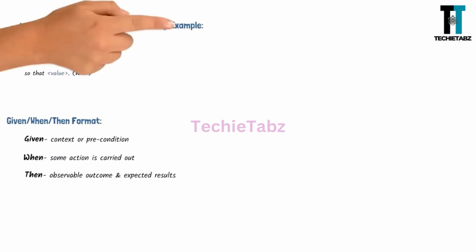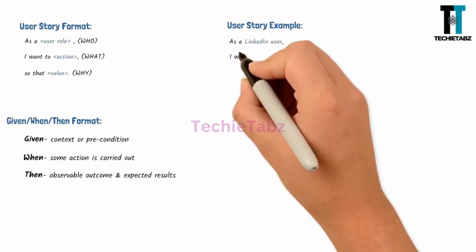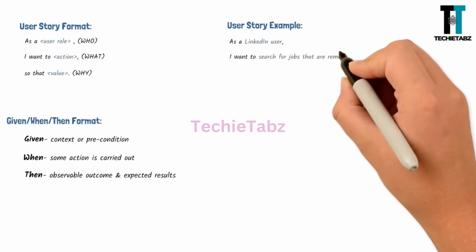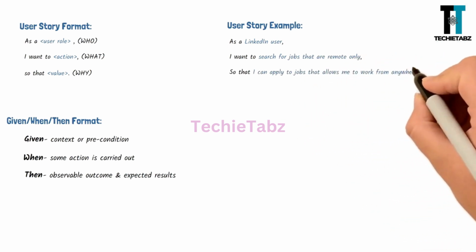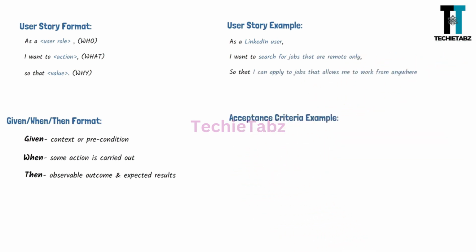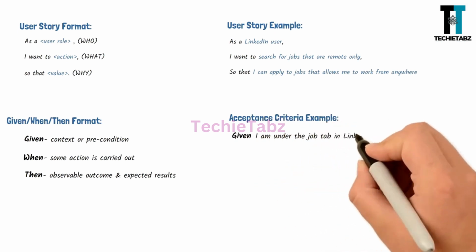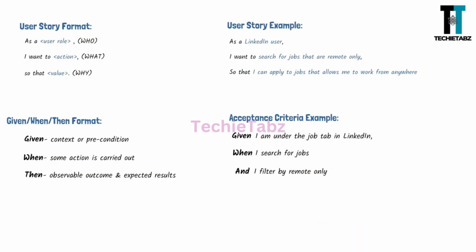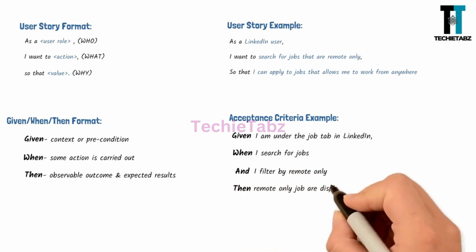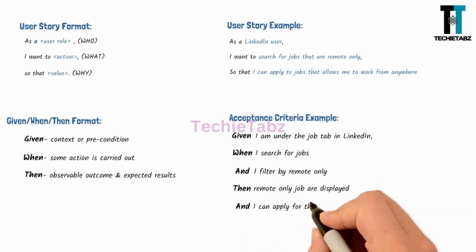Let's try one more example. As a LinkedIn user, I want to search for jobs that are remote only, so that I can apply to jobs that allow me to work from anywhere. The acceptance criteria can be something like this. Given I am under the job tab in LinkedIn, when I search for jobs, and I filter by remote only, then remote only jobs are displayed, and I can apply for them.